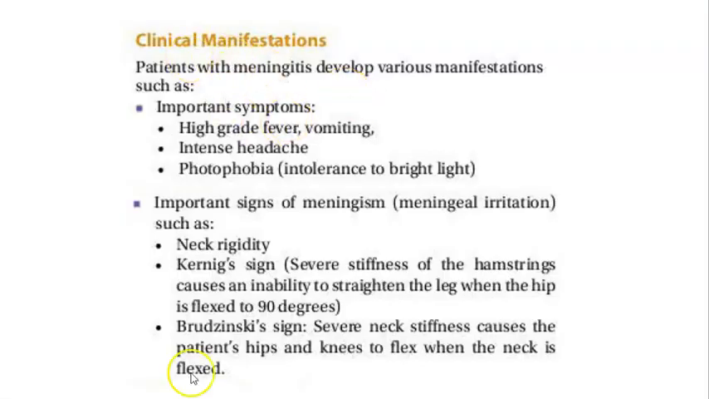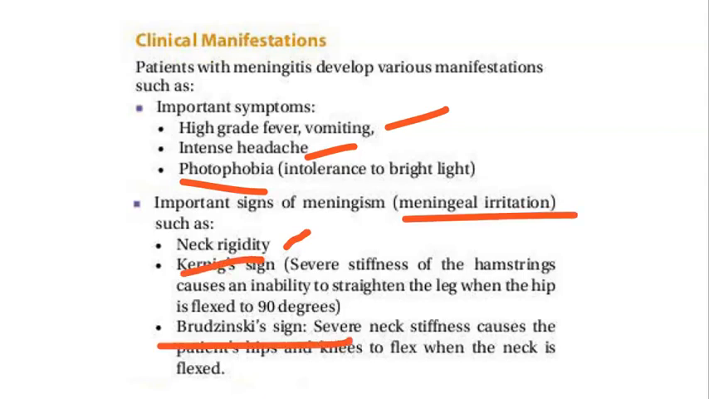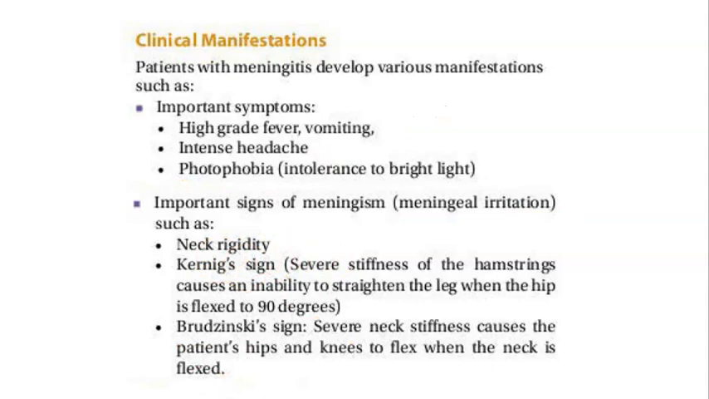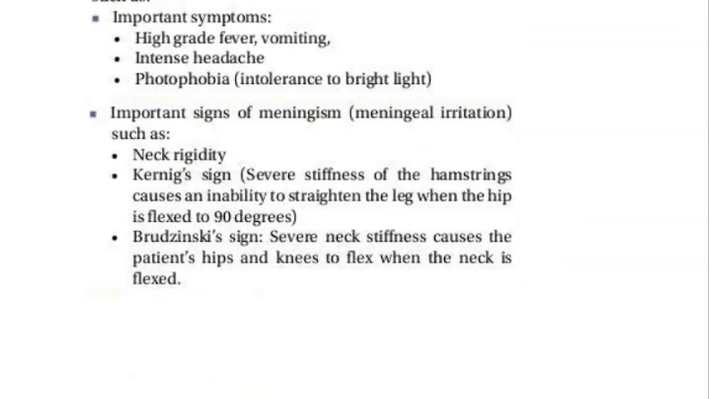Now let us look at the clinical manifestations. How will these children come? They have high grade fever, vomiting, intense headache, photophobia, intolerance to light. Neck rigidity, very important. They'll have neck rigidity because of meningeal irritation. Kernig's sign and Brudzinski sign, very important. You focus on this Brudzinski sign, okay? Brudzinski.